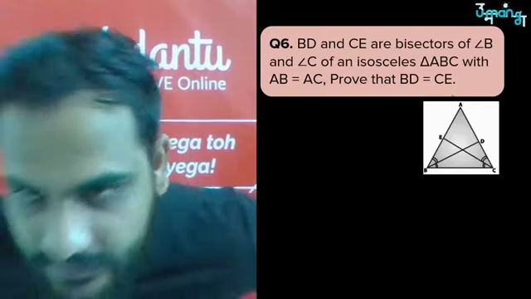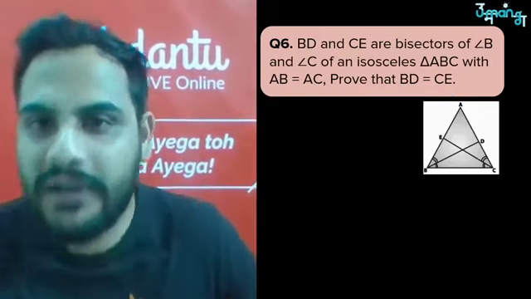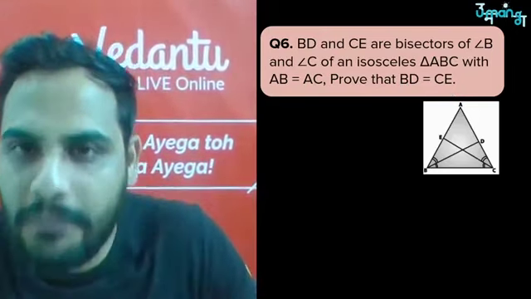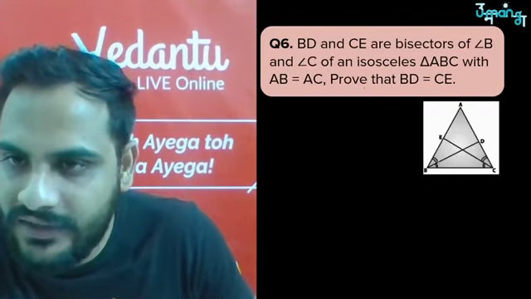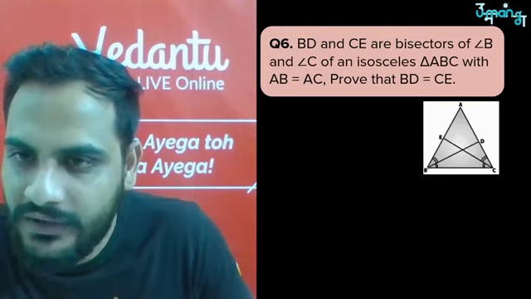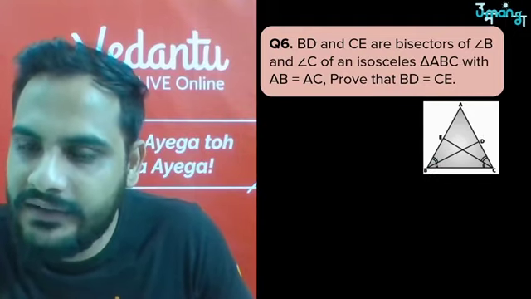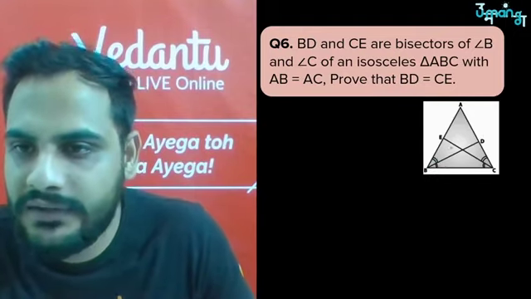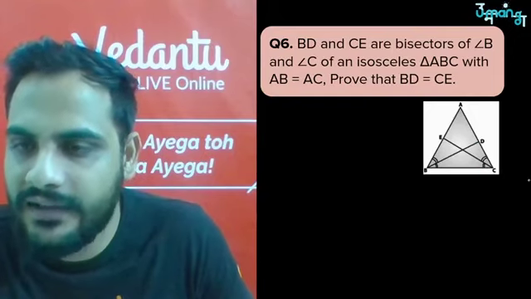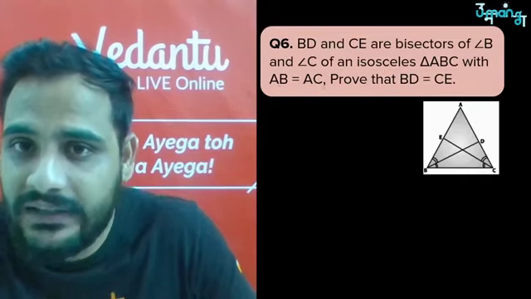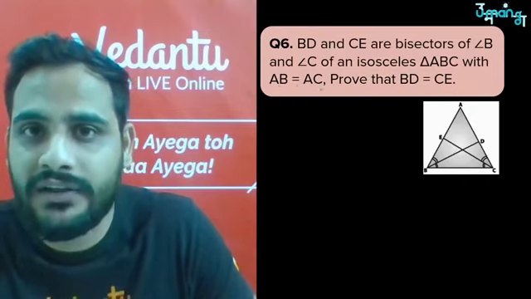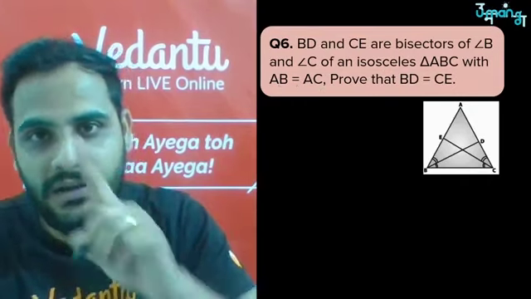Now understand the diagram. What it is saying: BD and CE are bisectors of angle B and angle C. So this BD is dividing this angle B into equal parts, and this CE is dividing this angle C into equal parts, of an isosceles triangle ABC with AB equal to AC.